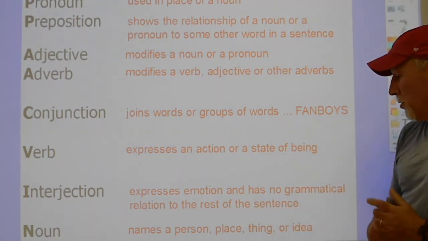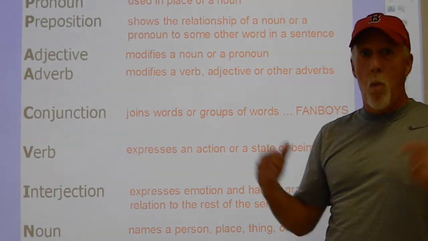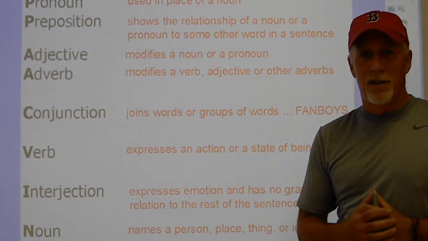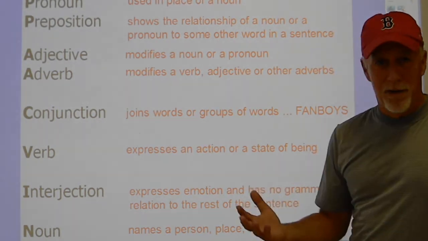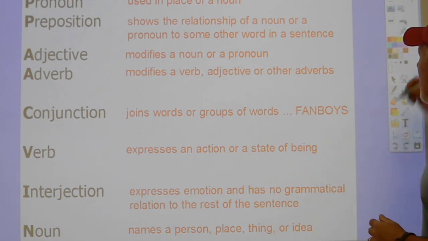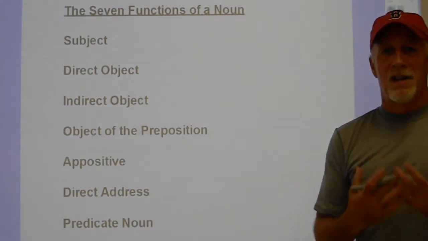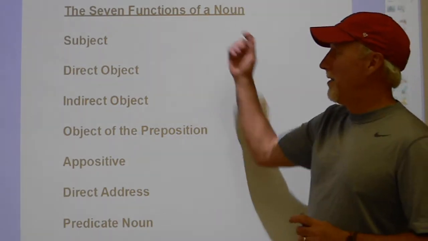Interjections express an emotion, with no real grammatical relation to the rest of the sentence. Like, "Wow, this is really cool." Wow would be the interjection. Nouns name a person, place, or thing. Nouns have several functions. There are 7 of them.